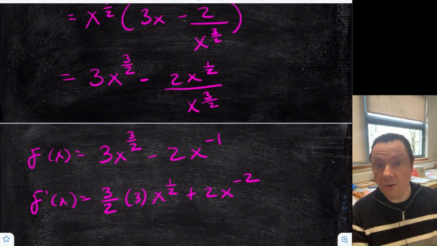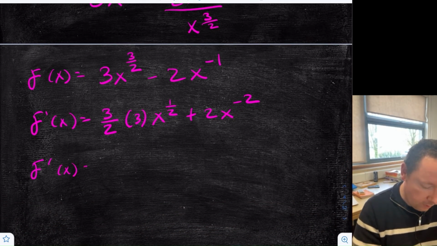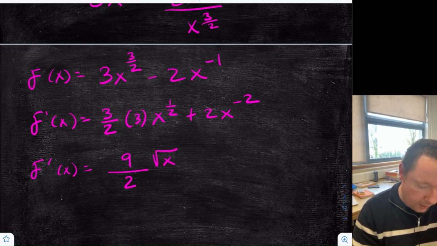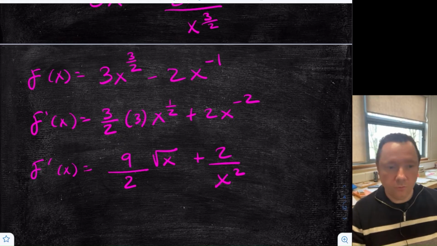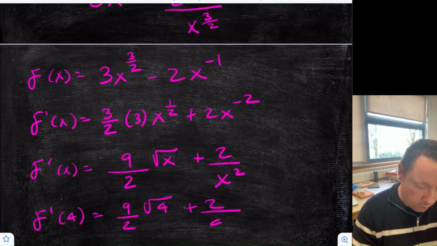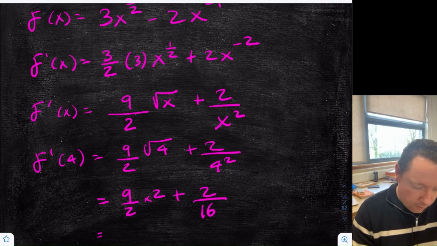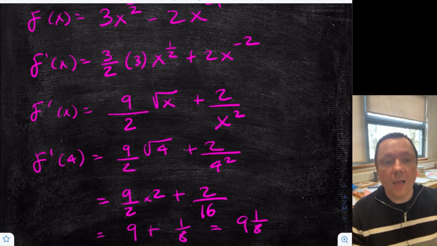Tidying that back up because it was a non-calculator question, so we can substitute 4 in. We get f dash x is equal to 3 3s are 9 over 2 root x, x to the half, plus 2 over x squared. So now we need to substitute 4 in. So f dash 4 is equal to 9 over 2 root 4 plus 2 over 4 squared. That's 9 over 2 times 2 plus 2 over 16. That's just 9 over 4 plus an eighth. So we can just write 9 and an eighth if we want as our final answer.